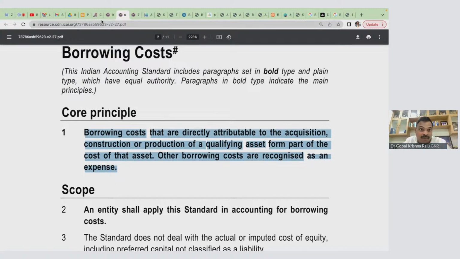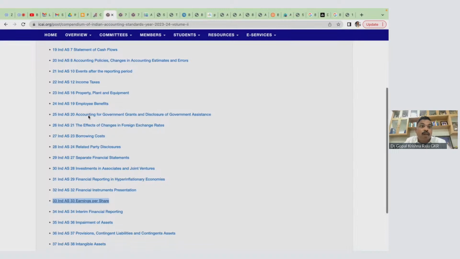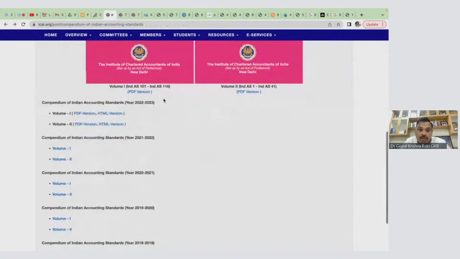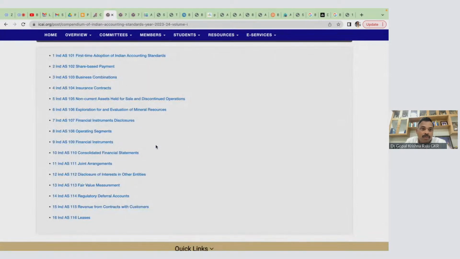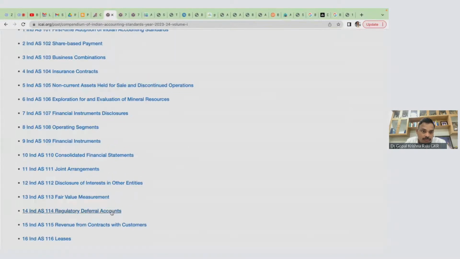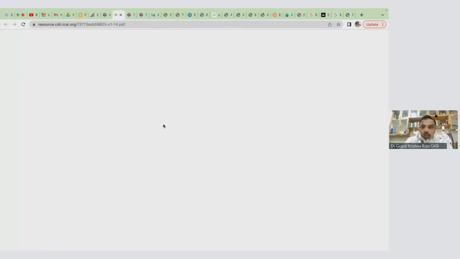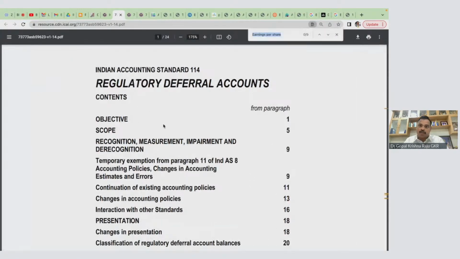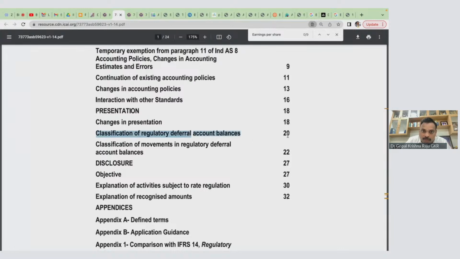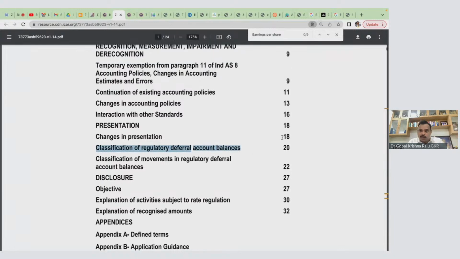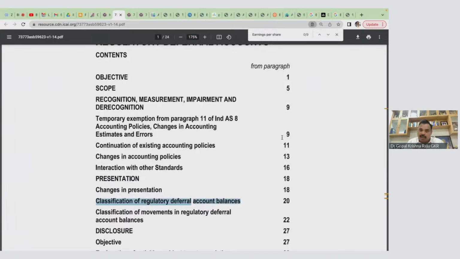So look at this deferral accounts, guys. This is where I'll share with you. Look at this. This is your deferral accounts, regulatory deferral, IndAS 114. Here they speak about earnings per share. Here they speak very clearly about classification of regulatory deferral account balances. How do you do it? Why is this particular standard a special thing, and only applicable for a classic example, the power company.